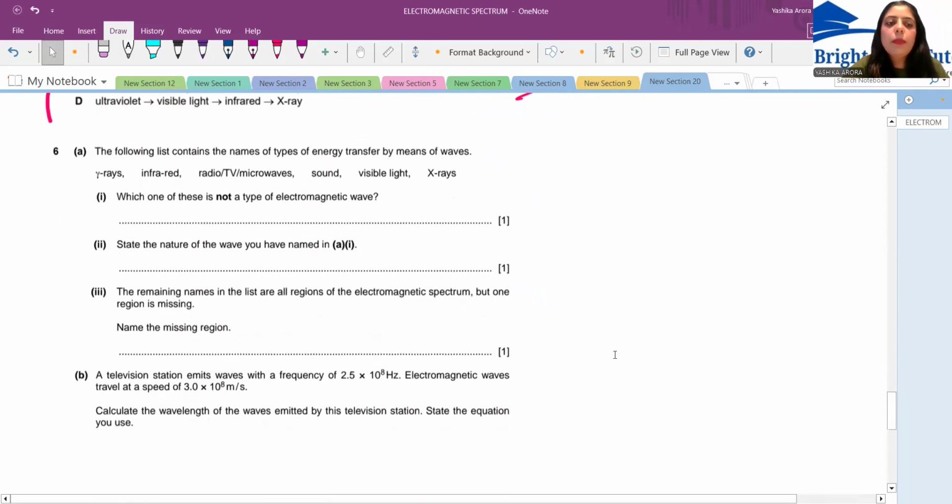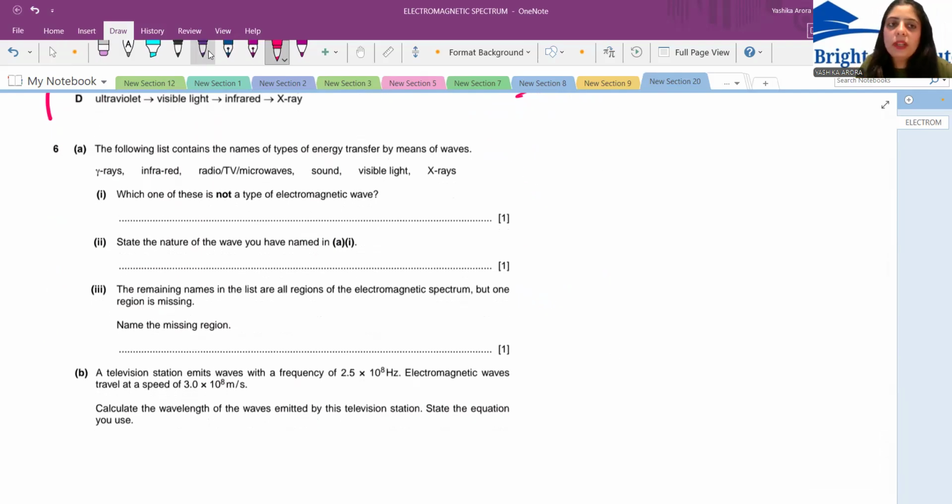The next part you have is pretty good. Which of the following is not the EM wave? Gamma. Okay, this is the symbol of gamma. This is how you write gamma. So gamma, infrared, radio, TV, micro, they all are EM waves. Sound is not the EM wave.